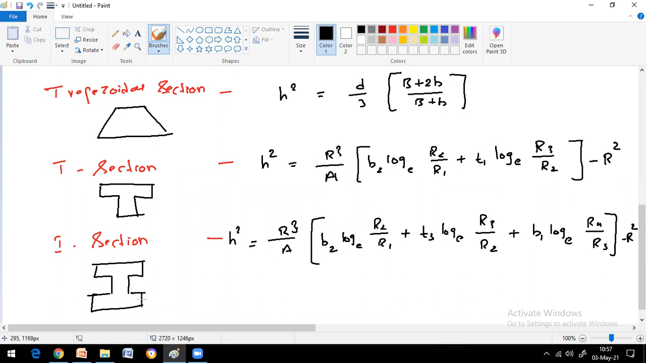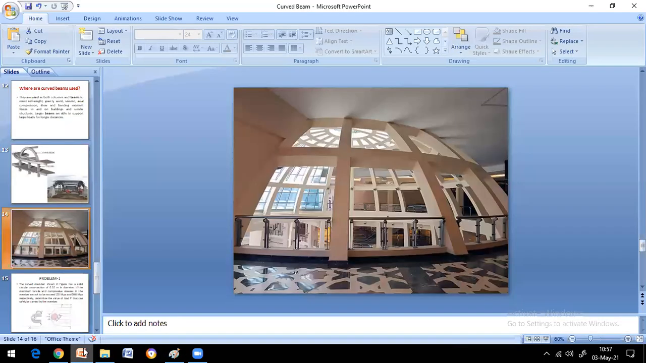Okay, so now let's do two problems in the curved beam. By that we can end this topic. We can start a new chapter from tomorrow, which is the second module. Right, so now everyone please note down this problem.